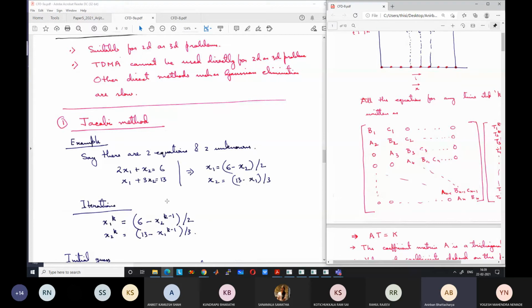So these equations can be written as x1k, where x1k is unknown, is equal to (6 minus x2k minus 1) by 2, where k minus 1 is the previous iteration value that we have already calculated. Similarly, x2k is equal to (13 minus x1k minus 1) by 3. Because x1 and x2 at k minus 1 are known, we can find the kth iteration value. Once the kth iteration value is known, we will find the k plus 1th iteration value. So we will march along in the k direction: one iteration, second iteration, third iteration, until we get more and more accurate values.